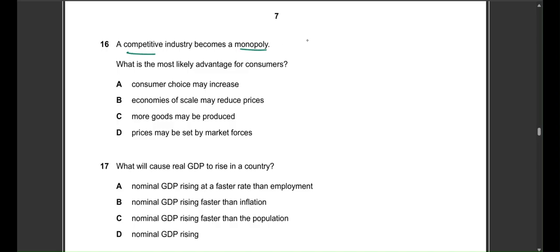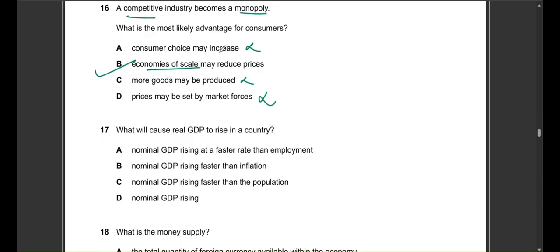So with a monopoly you will have fewer choices, so this is eliminated. More goods cannot be produced. Prices may be set by market forces, no. So the right option would be option B. Why? Because if you have a monopoly, that means you're producing on a larger scale. Whenever your production is happening on a larger scale, you are able to reduce price because of economies of scale. Hence, B is the right answer.